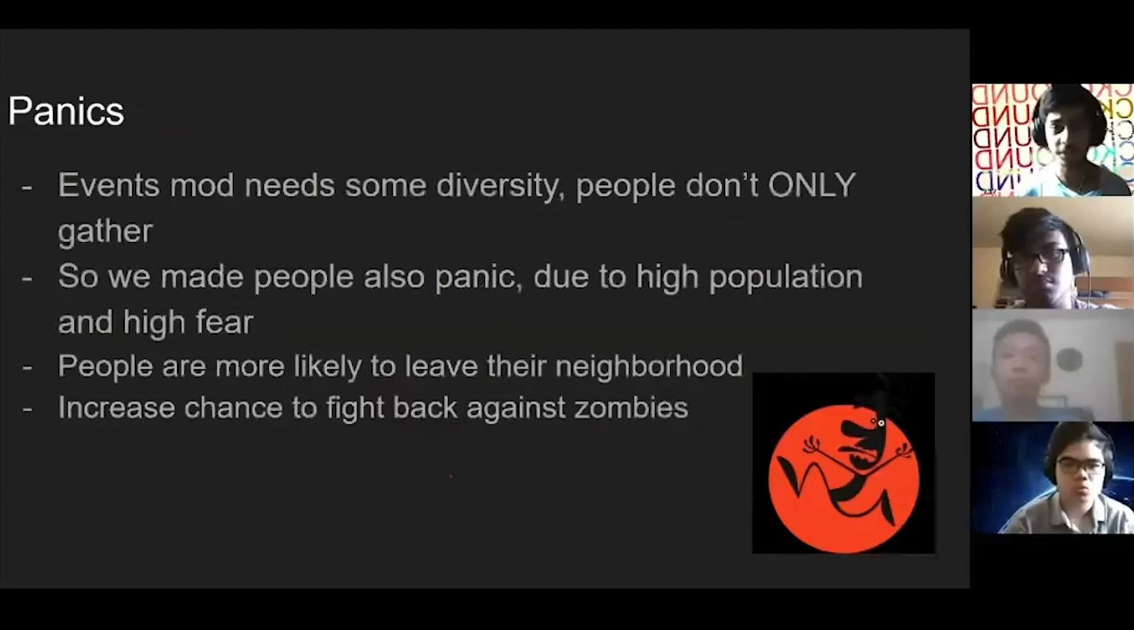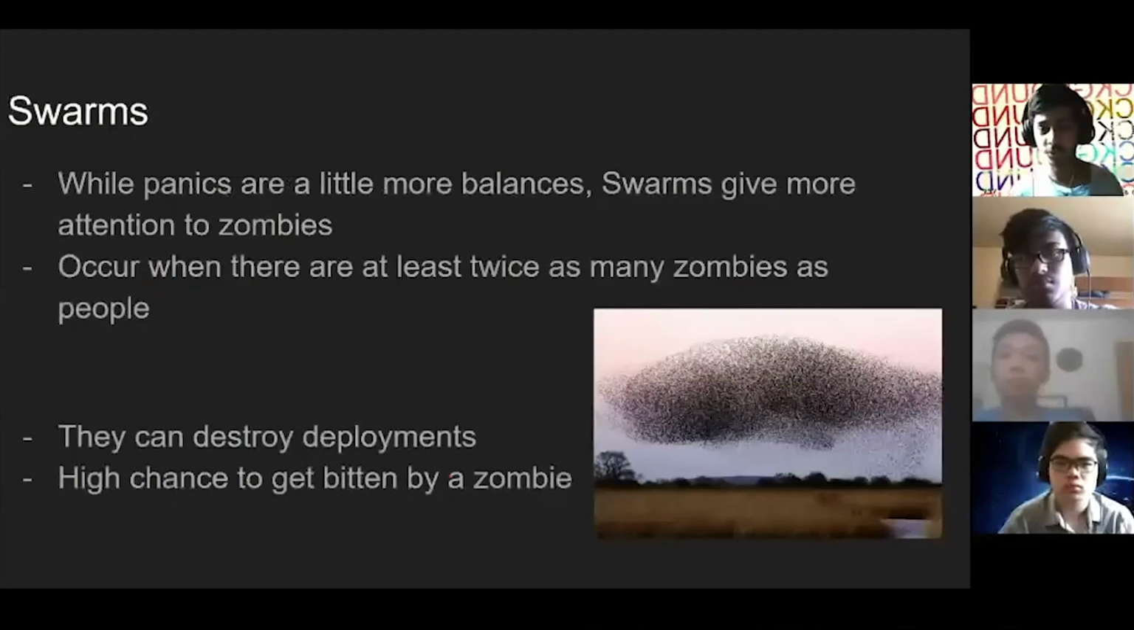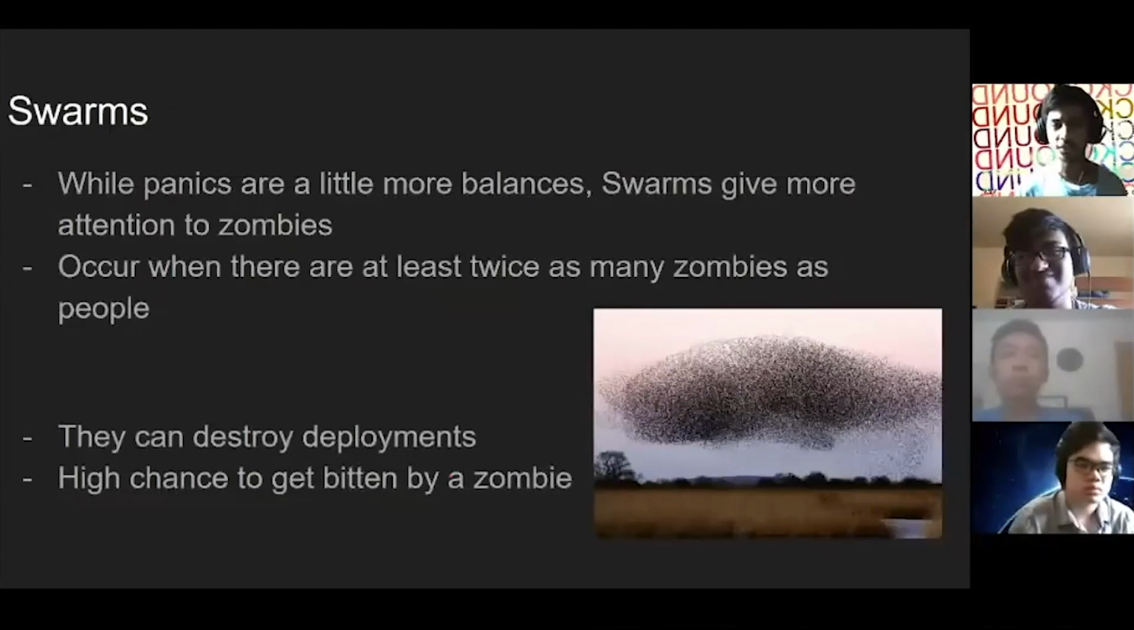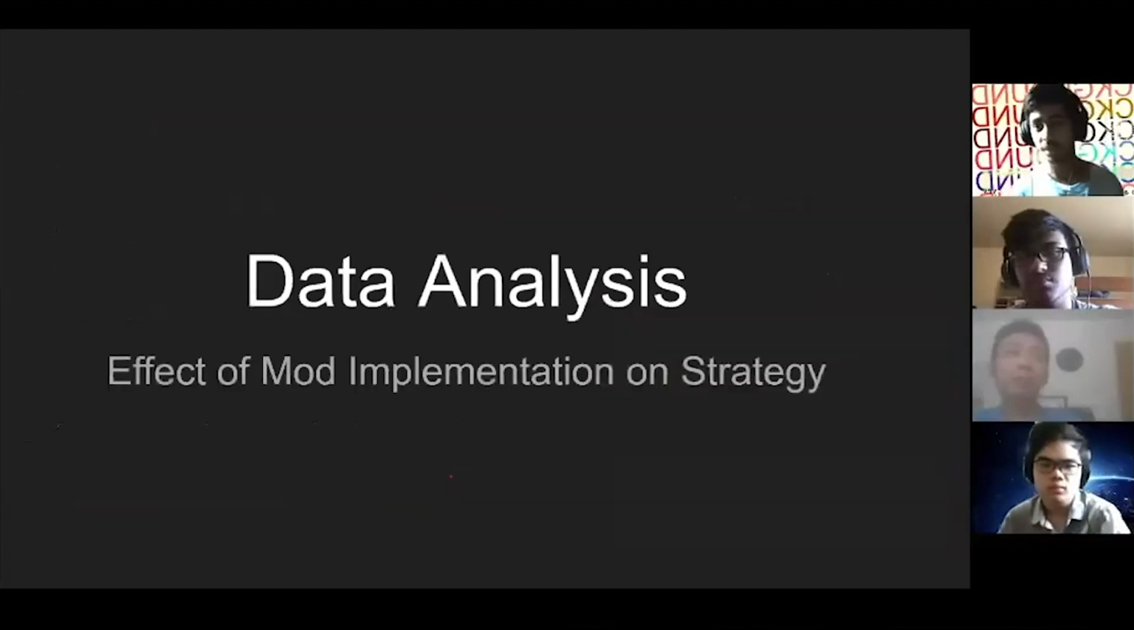Our next event is panics, due to high population and also high fear amongst the population. During a panic, people are much more likely to leave the neighborhood, and also it increases the chance for people to fight back against the zombies. Our third event is swarms, which gives more attention to the zombies themselves and occur when there are at least twice as many zombies as there are people. It gives them a chance to actually destroy player deployments, so players should watch out for that. And it also vastly increases the chance for any alive individual to get bitten by a zombie.